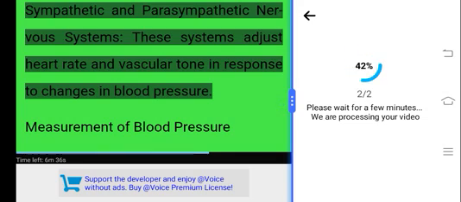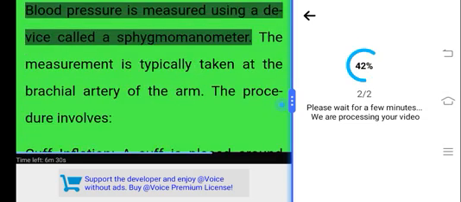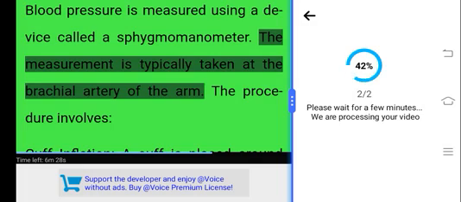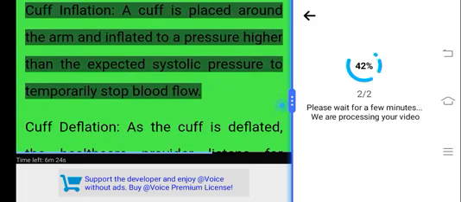These systems adjust heart rate and vascular tone in response to changes in blood pressure. Measurement of blood pressure. Blood pressure is measured using a device called the sphygmomanometer. The measurement is typically taken at the brachial artery of the arm. The procedure involves cuff inflation.